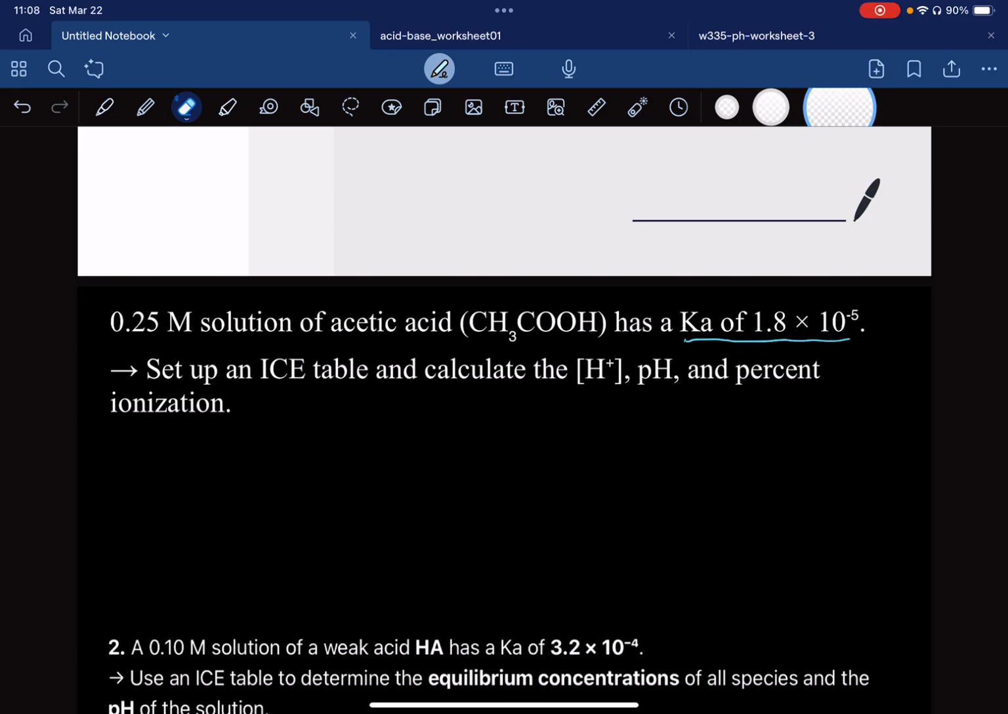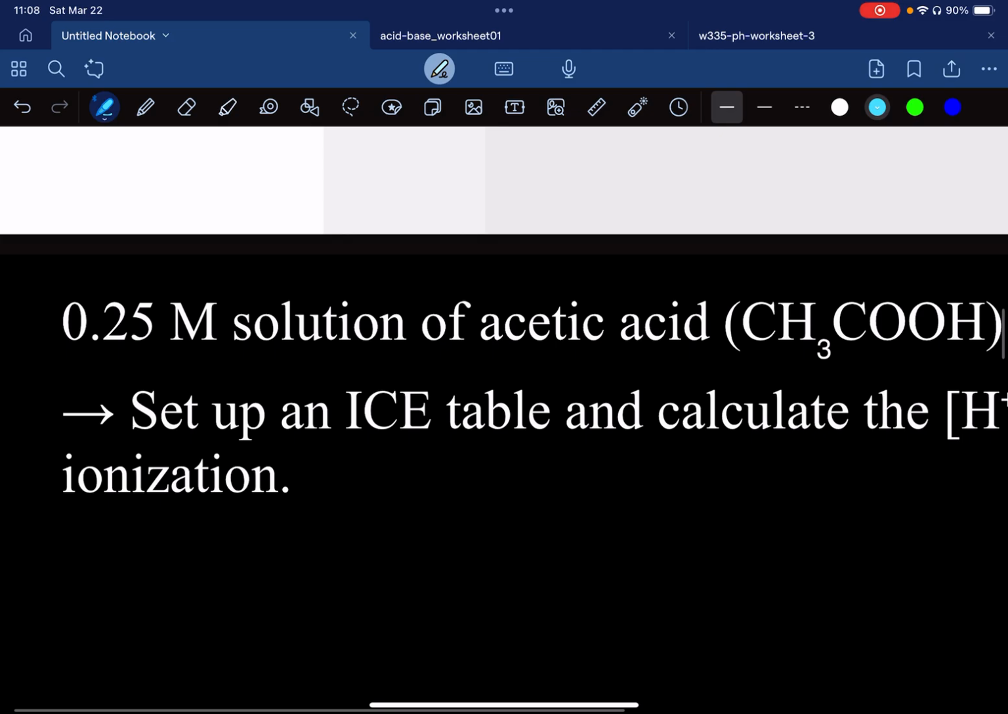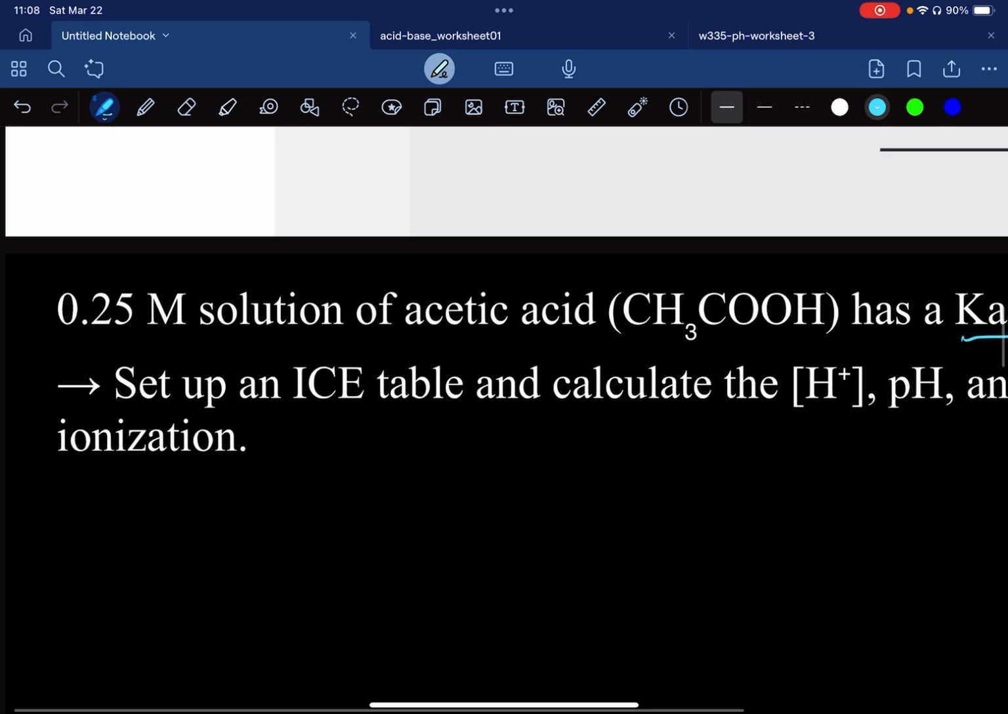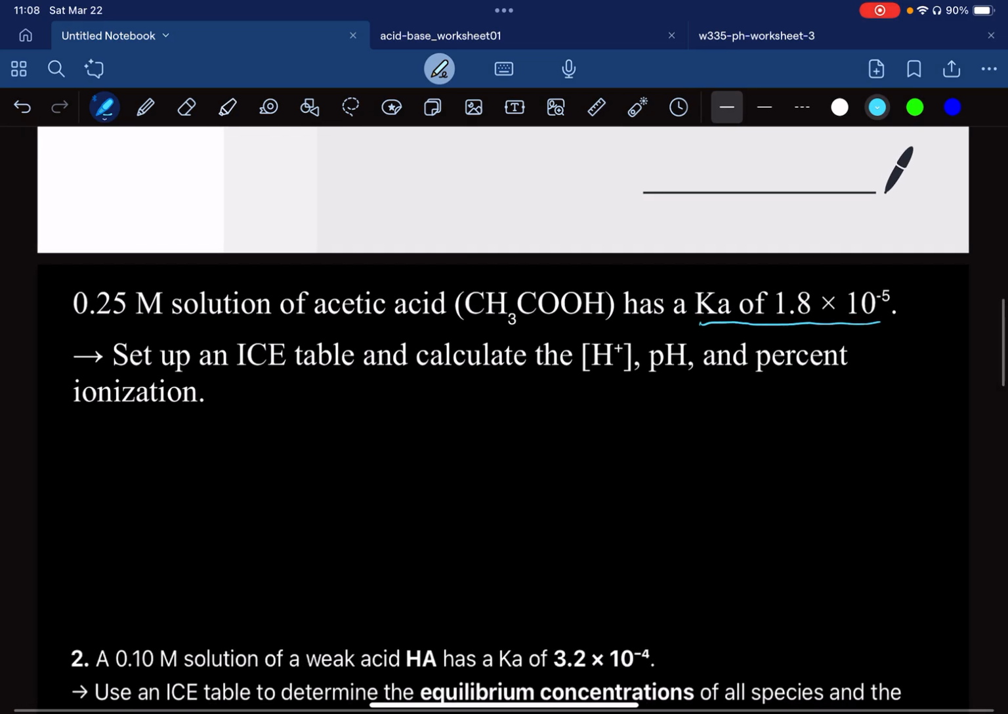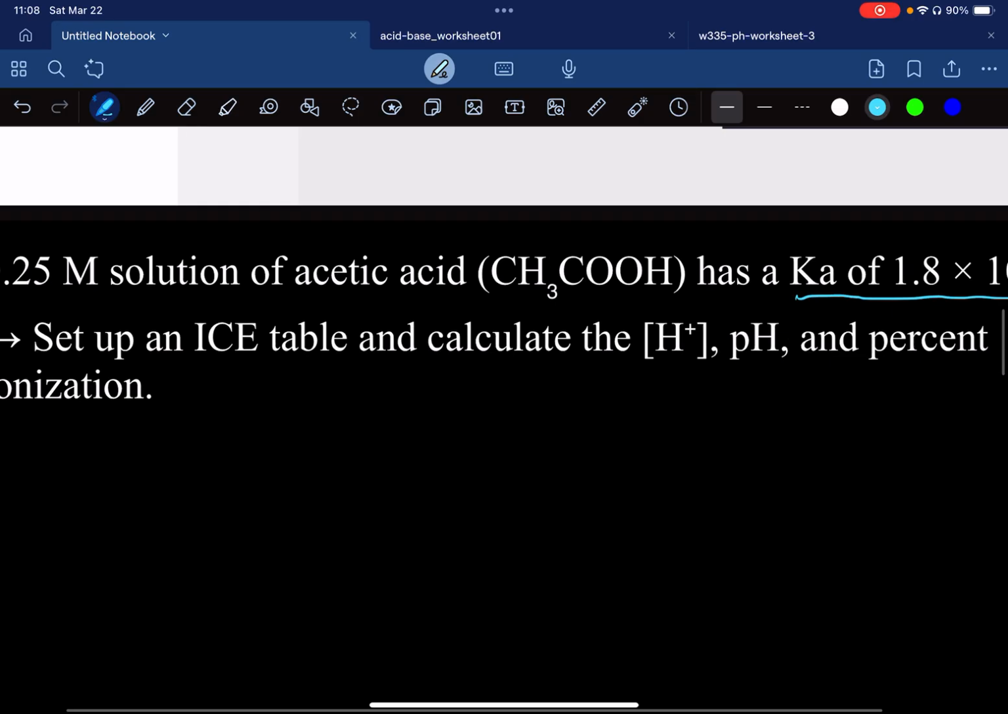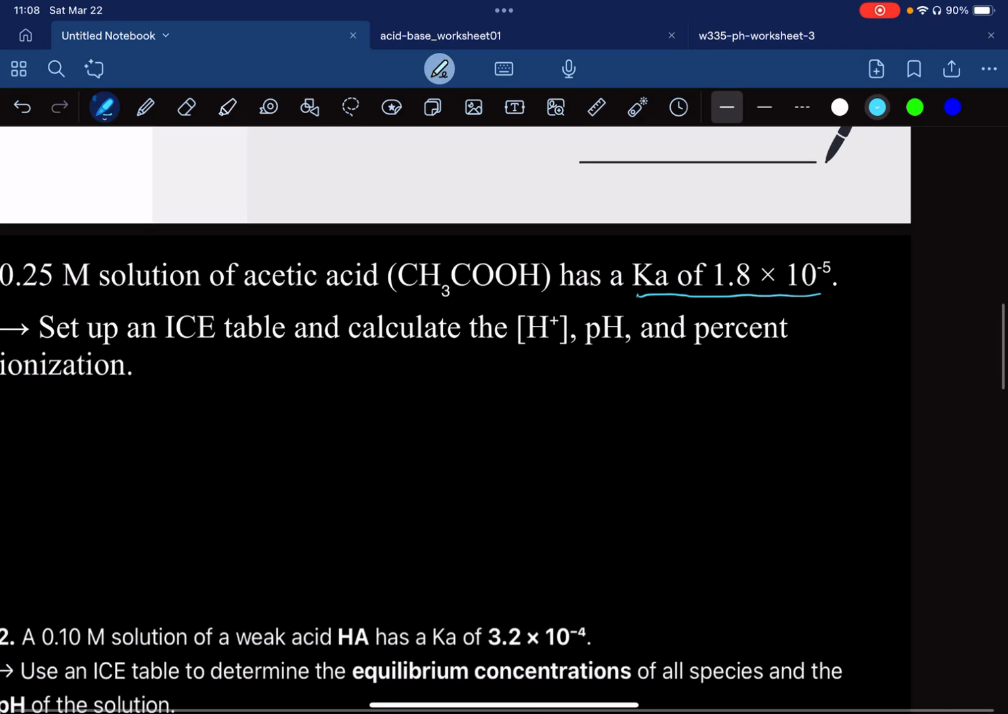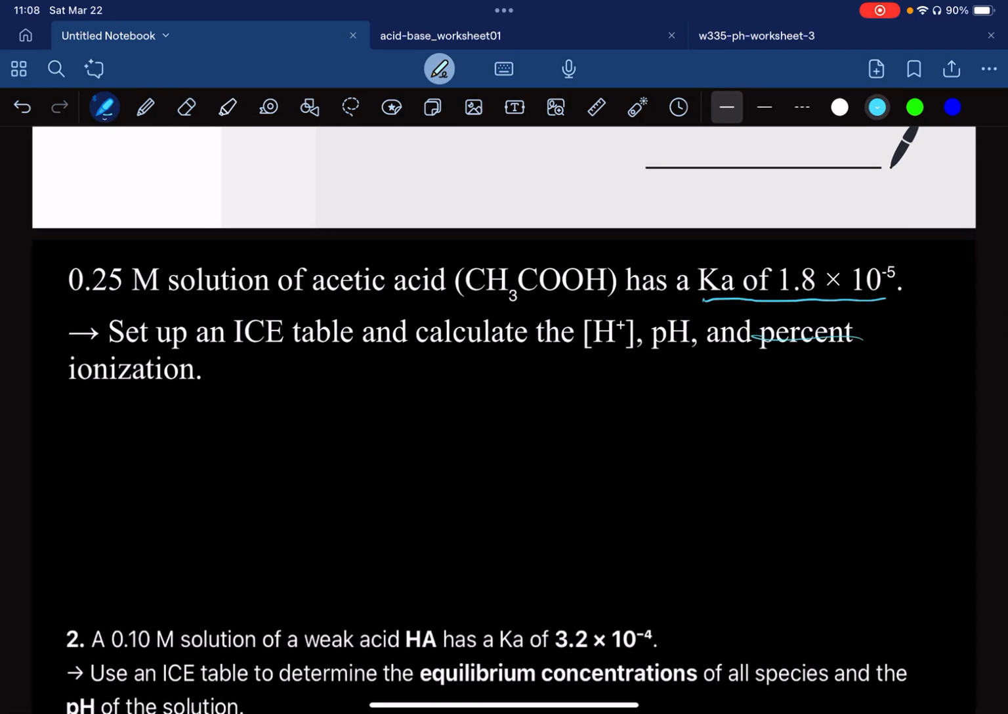So we have Ka, which means we have the acidity constant. A 0.025 molarity solution of acetic acid has a Ka of 1.8 times 10 to the power negative 5. Set up ICE tables, which is what we're going to do, and calculate the concentration of the H ion, the pH, and the percent ionization. We're not going to be talking about percent ionization. We're just going to be talking about the pH. All right, so let's do it.